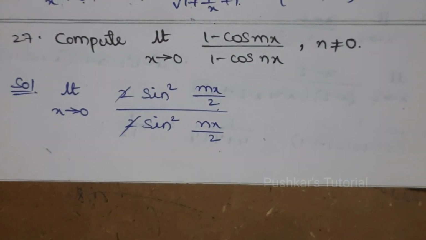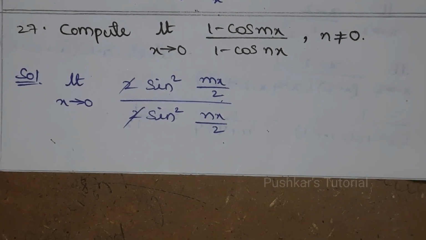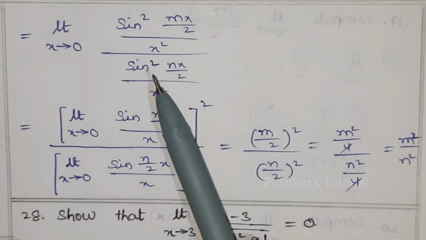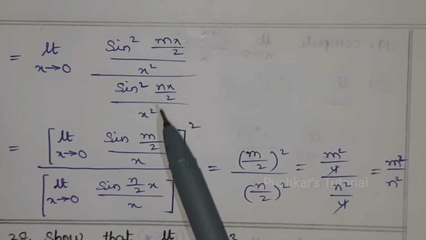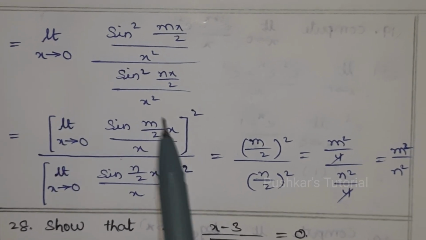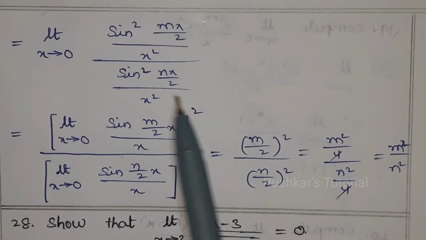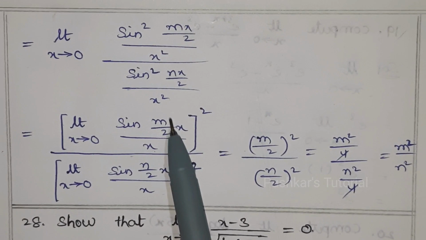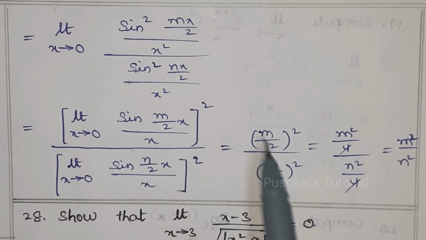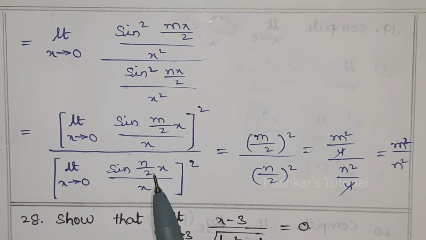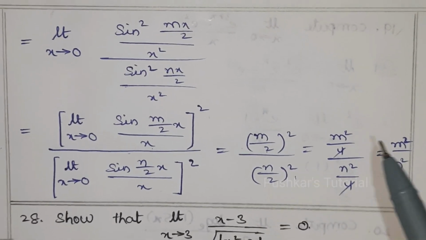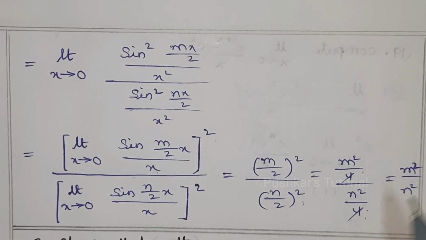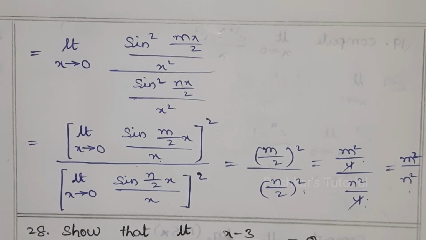So it is looking like the sin nx by x formula. For nx by x, I need x. So for the square I need x square, divided by x square for the numerator and for the denominator. So limit x tends to 0, sin of mx by 2 whole square, over sin of nx by 2 whole square. It is looking like sin nx by x, answer is n. So m by 2 whole square, and in the denominator n by 2 whole square. So m square by 2 square, answer 4, n square by 2 square, answer 4. 4 gets cancelled. Answer m square by n square.